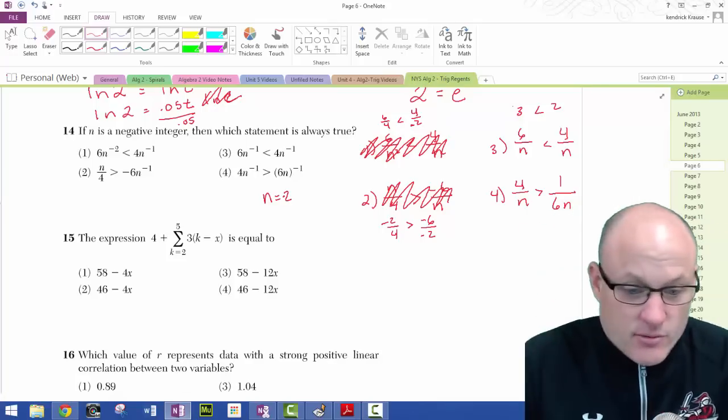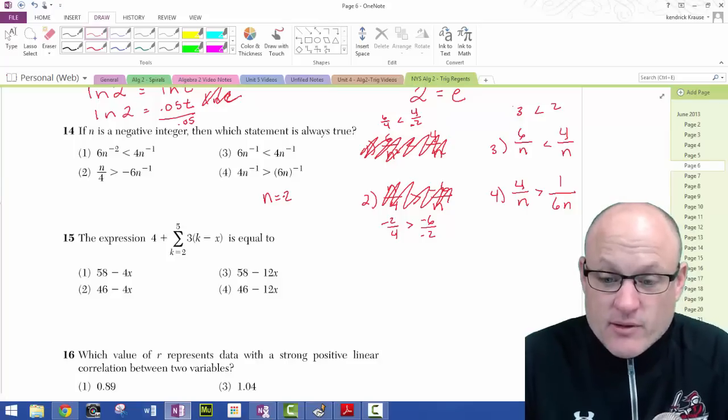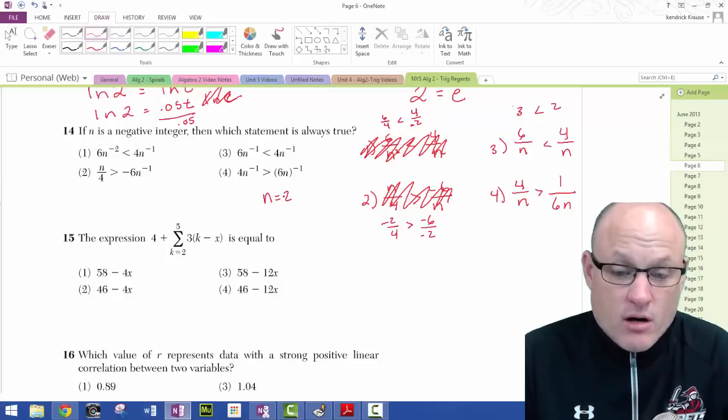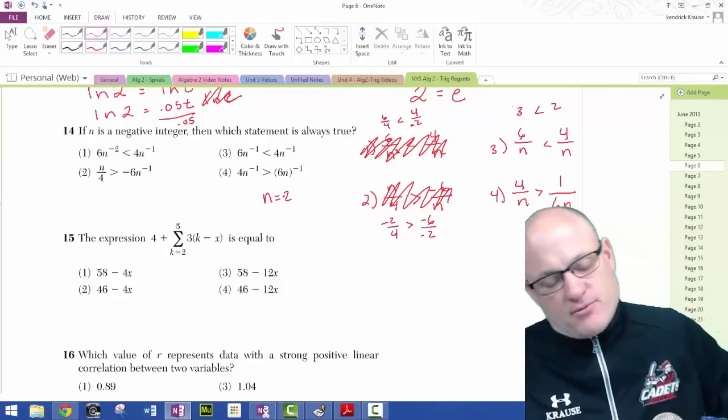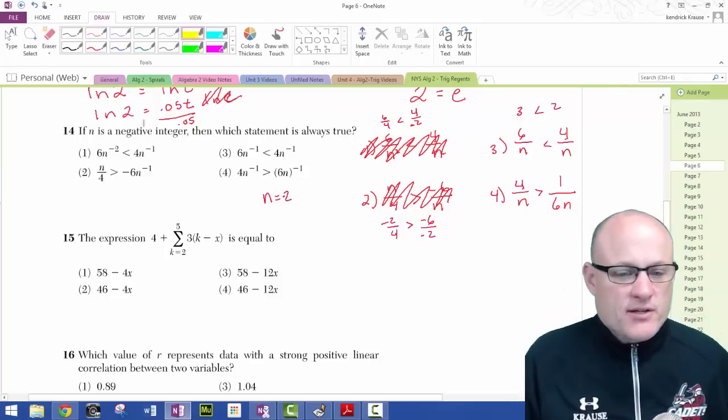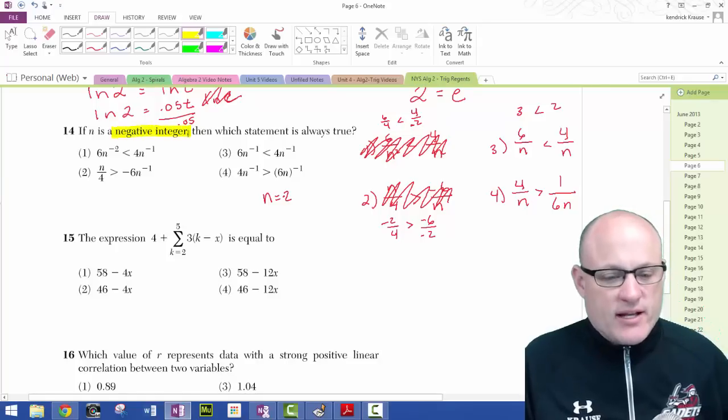Oh, that's the right answer, 3. I'm not sure why I got the wrong answer. Let me think for a second. What am I doing wrong? Oh, man. I misread the question. It said right here, if n is negative. That's a common mistake made. I knew this was a tricky question, and I forgot that it had this negative part in here.